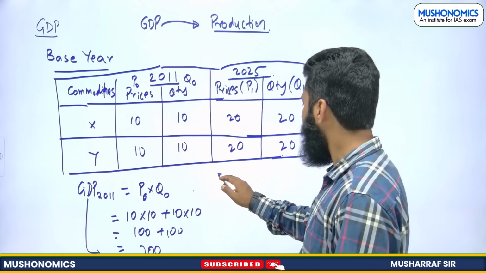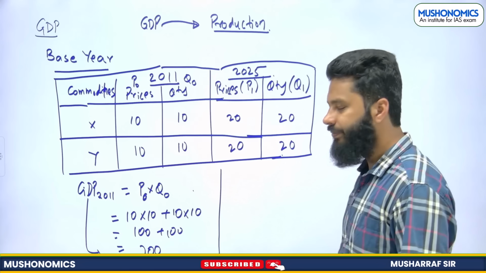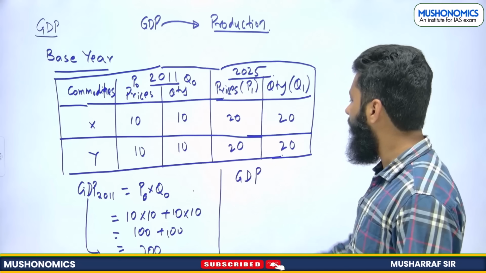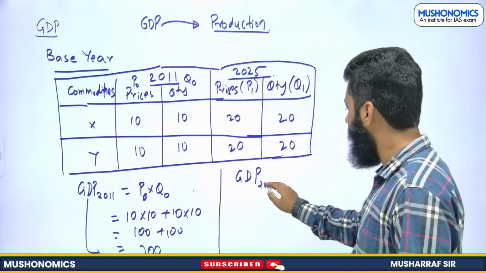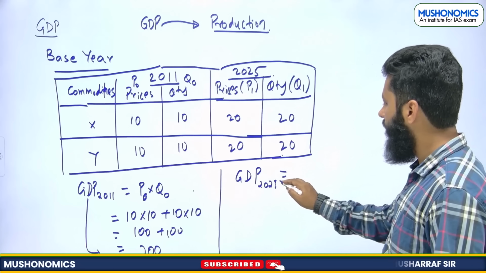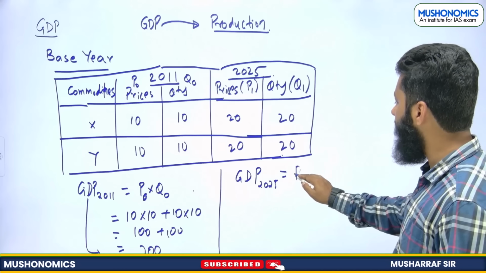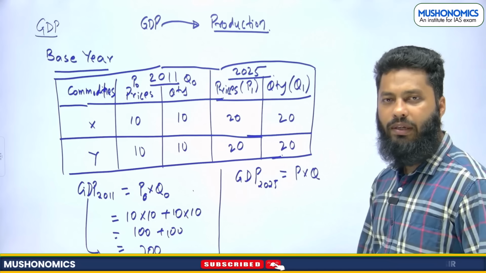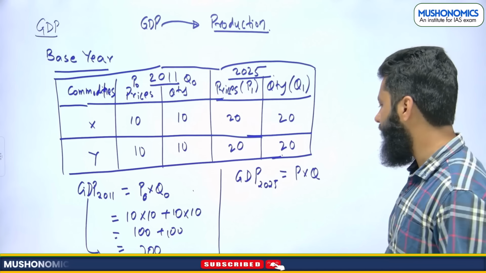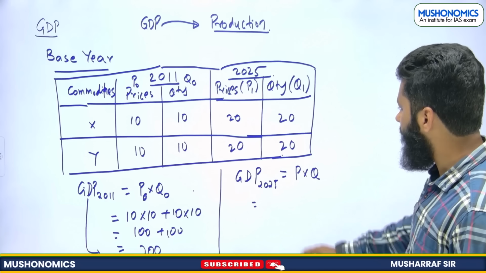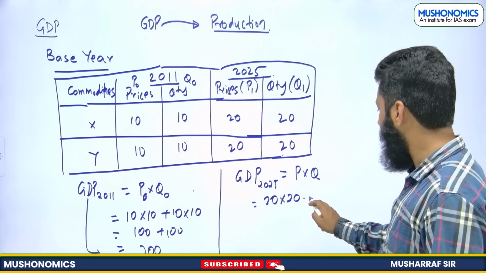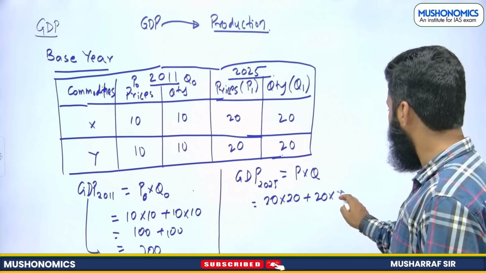Now we are calculating GDP for the year 2025, right? GDP for the year 2025. When we calculate, this is again price into quantity, right? Product X and Y. These are the only products that are being produced in an economy. Price is 20 for X, quantity is also 20. Again, for Y, price is 20, quantity is 20.